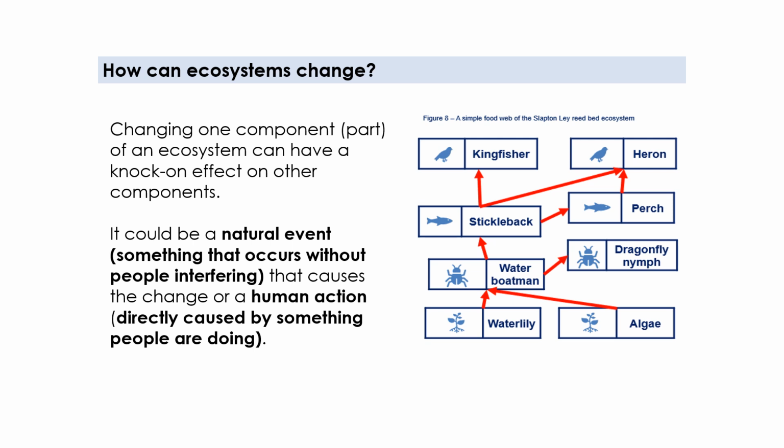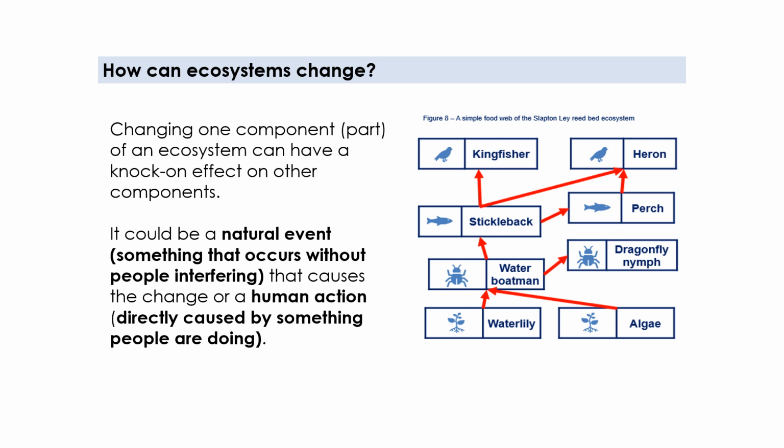So one change that could possibly happen is the bar could be eroded by the sea. If the bar is eroded by the sea, this is a physical change, this would mean the salt water would kill the stickleback and the perch, which means the kingfisher and heron would lose their source of food, therefore they would migrate away from the area.